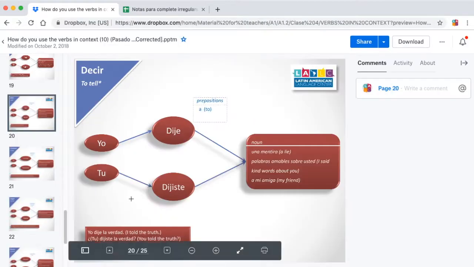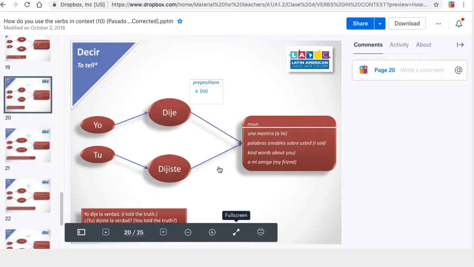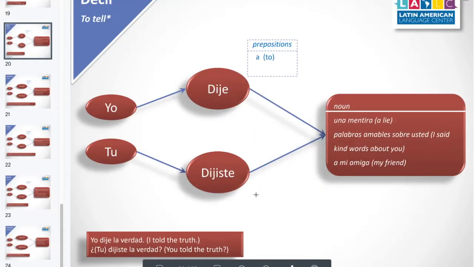Here, I like to mention this one too, which is dije, remember, and ellos dijeron. How can you use dije? You can say something to someone, right? Dije a mi mamá something, right? Dije a mi amiga la verdad, the truth or something.